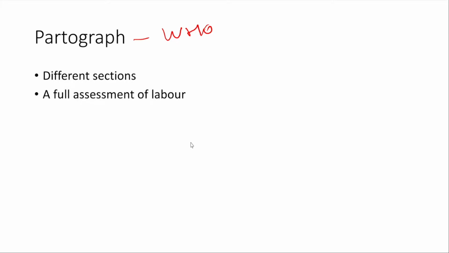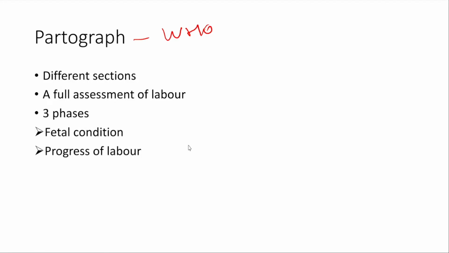So the partograph is actually the one that we use here, and the one that is followed is the WHO partograph. It is basically a tool that was designed to monitor all aspects of labor. It is divided into different sections to provide a full assessment of labor when a lady is undergoing labor, when she's in the latent phase and active phase. So it's divided into three phases. The first one is the fetal condition, the second one is the progress of labor, and the third one is the maternal condition. Now we're going to look at what the partograph is and its different components.